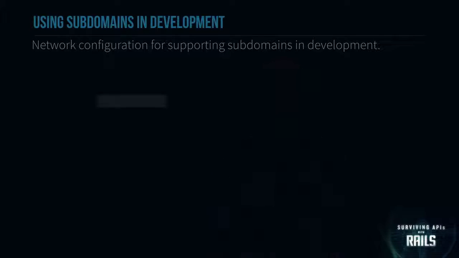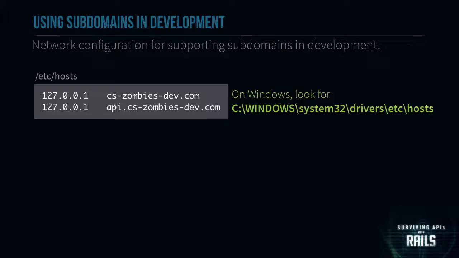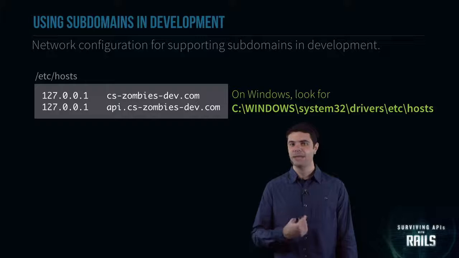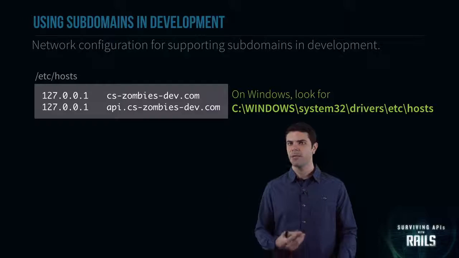Now, before we can run this in development, there's a couple things that we have to do to our network configuration. If you're using OS X or Linux, you want to edit your etc hosts file. Inside of that file, we're going to map our local network interface, which is 127.0.0.1, to URLs that we can use in development. A pattern that I like to use is to append -dev to whatever website I'm working on.